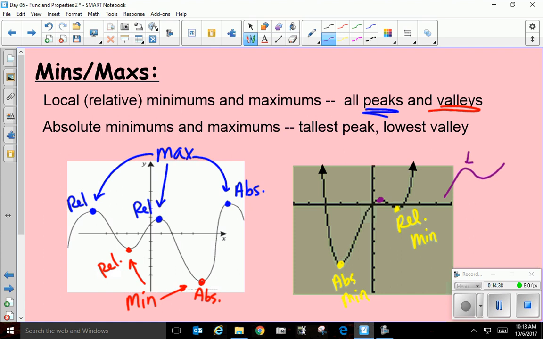And since that's our only, well, you know what? No. This is a relative max. How come that's a relative max? That's not the highest point, is it? This thing goes up forever. There are other points that are taller than that. So I would call that a relative max.